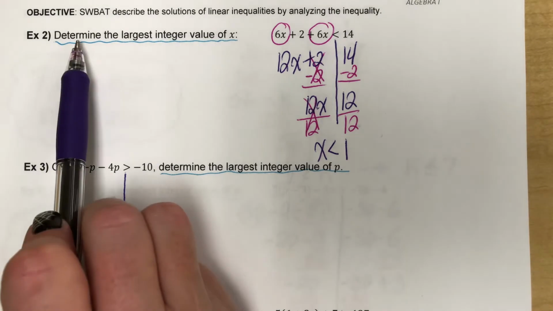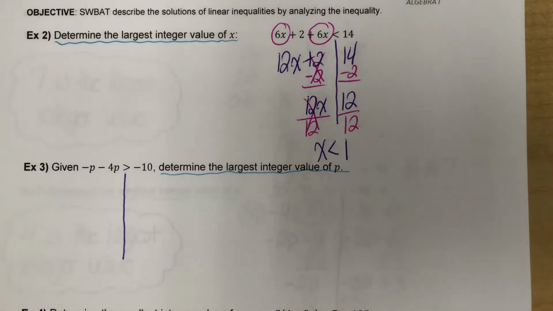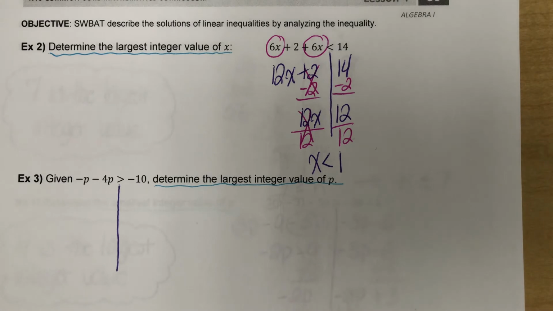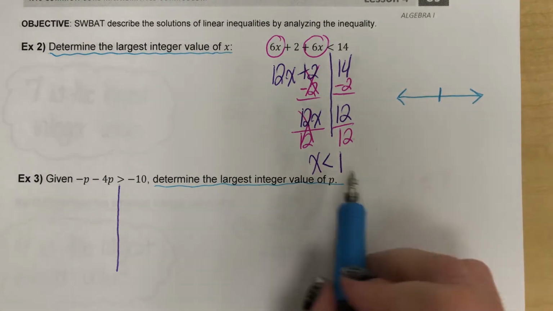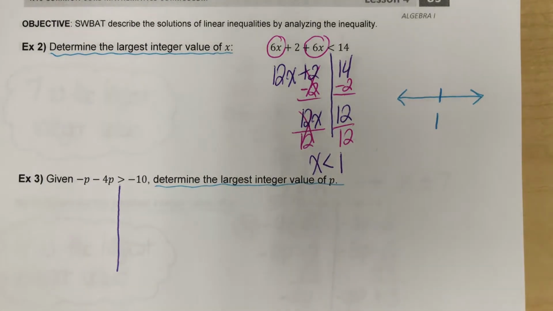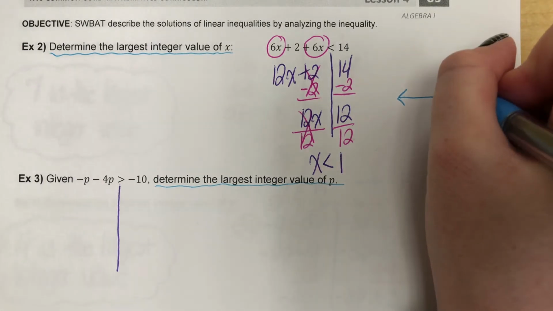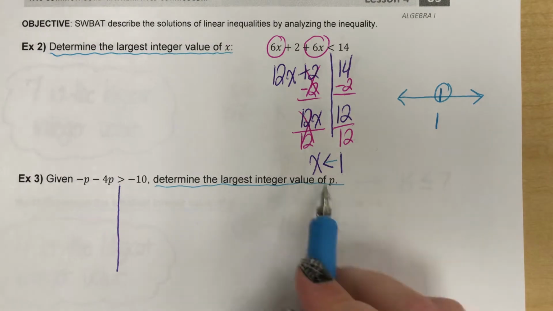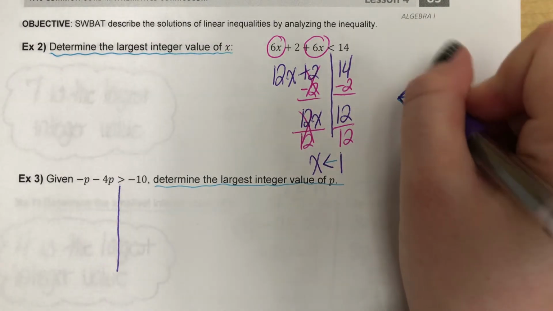But I'm not done. I have to determine the largest integer value x can be. So again, if drawing a number line helps, I would totally do that. So let's do that quickly here on the side. I'm going to put my solution on the number line. 1 is an open circle. It is not included. And I'm going to shade to the left. So here we go, to the left-hand side.